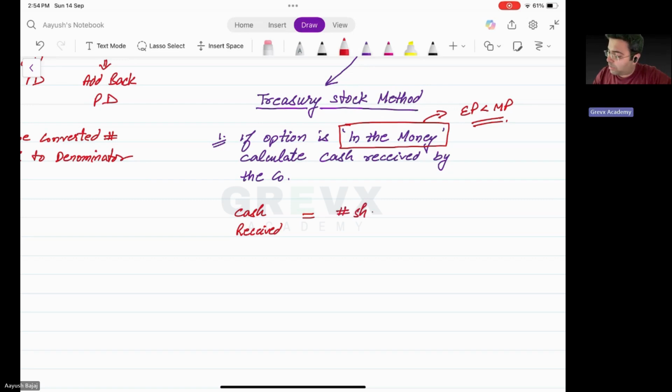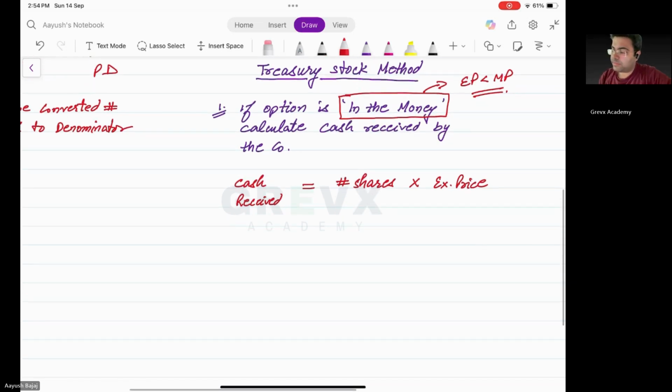Number of shares that I will get multiplied by the exercise price. Number of shares that I get, multiply it by the exercise price. Okay. So this is the cash that will be received by the company. If I decide to exercise my option, I will have to pay the company, right?